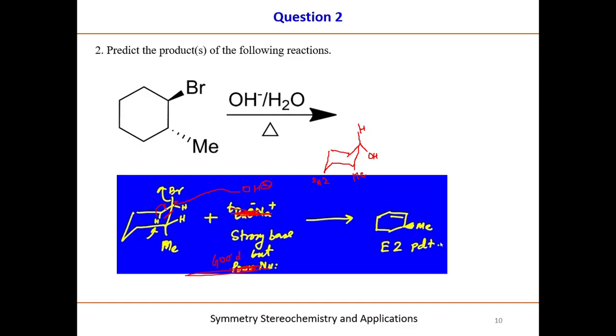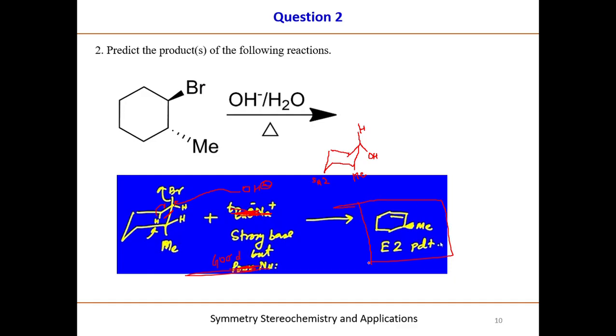The strong base will abstract this proton, which is anti-periplanar to the leaving group, and it will give the double bond formation in the product instead of nucleophile attack. So here OH minus will act as a strong base, not as a nucleophile, because of the steric hindrance. So this will be the major product in case of a strong nucleophile.